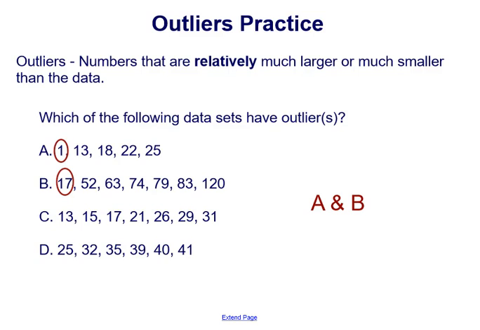Set B also has numbers higher in the 50s, 60s, 70s, 80s, and 100s, and then you have one lower number much smaller than 52, the lowest other number of 17. So set A and B have outliers. This is different from set C and D, where you have just a gradual change in the difference between the numbers. It's not such a large difference.